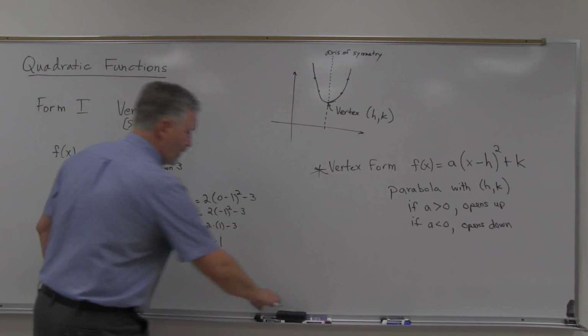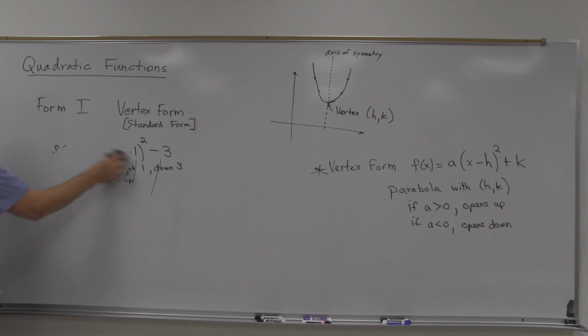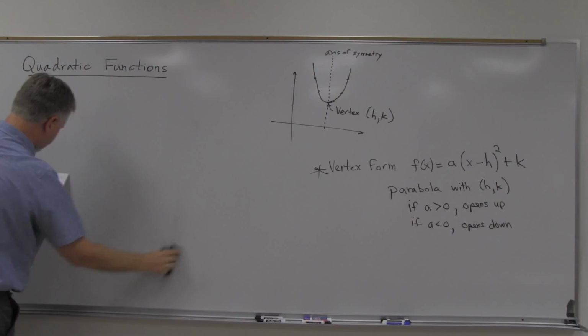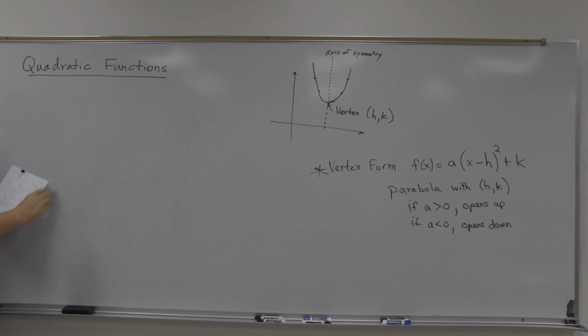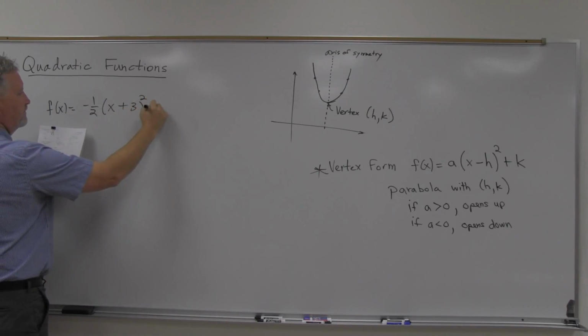Let's go all the way through one now that we know all this. Maybe do a couple of them, and then we'll talk about the other form. Any other questions? Good on that? All right, so f of x equals negative 1/2 times the quantity x plus 3 squared plus 5.